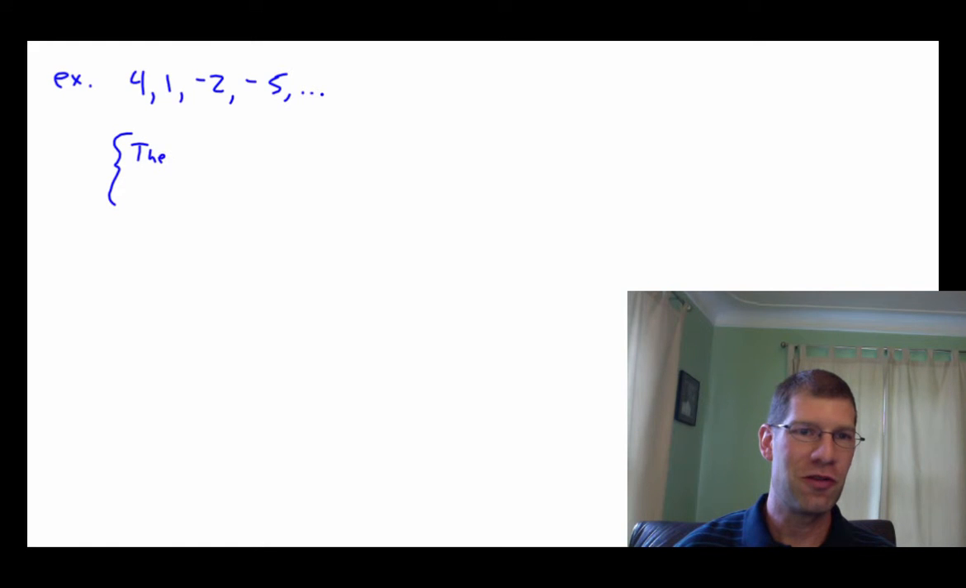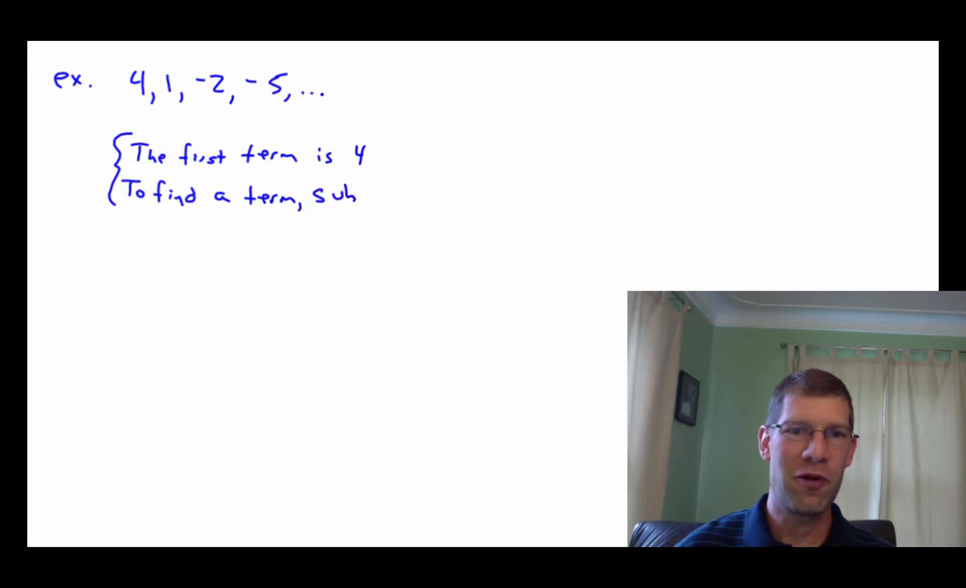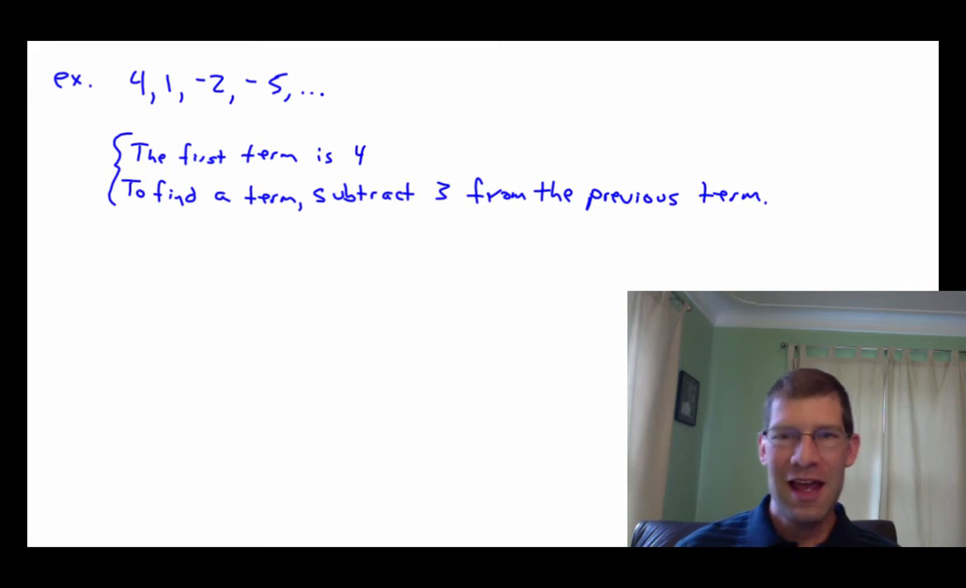You could say, if you wanted to, the first term is 4, and then you could say to find a term, subtract 3 from the one before it. Instead of the one before it, I'm going to say the previous term. Okay. That takes a while. That's kind of a pain.